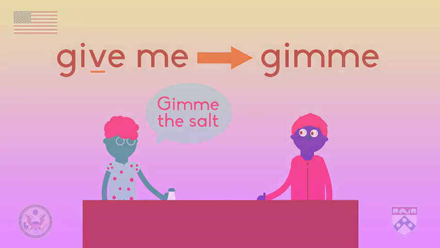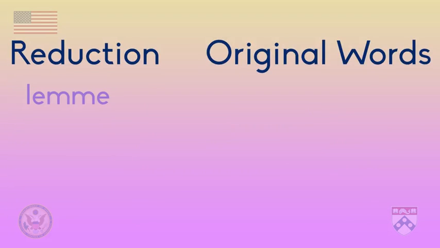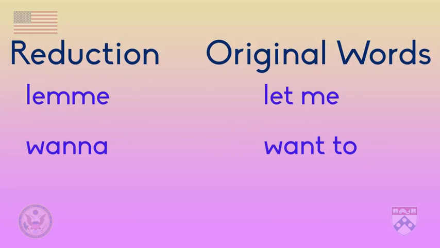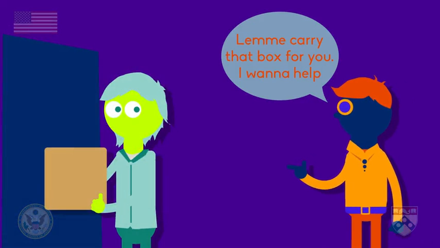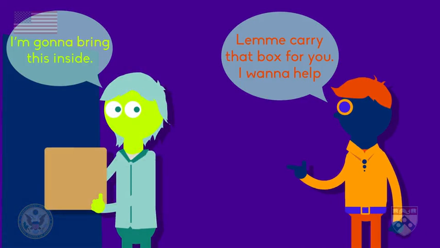Other common reductions that leave out some middle sounds include lemme, let me, wanna, want to, and gonna, which we already mentioned. We can use them in sentences like, let me carry that box for you, I wanna help, or I'm gonna bring this inside.